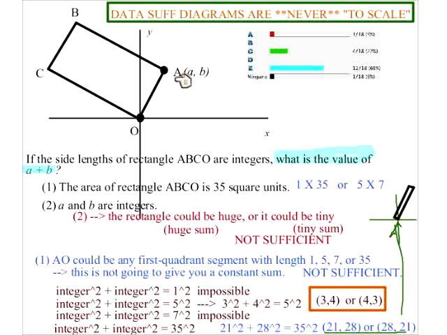Just as we know that point A has to be in the first quadrant, we also know that point B has to be in the second quadrant, because this is the intersection point. So this intersection point is not a lie. If the diagram shows that, then it's there.